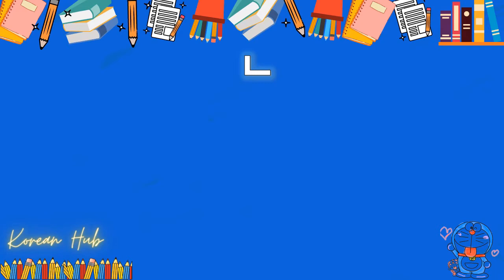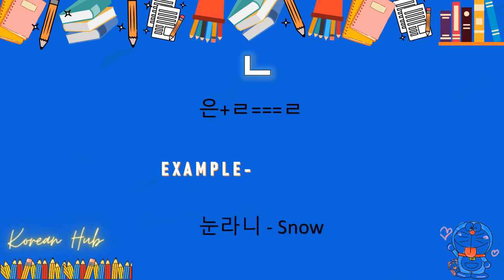The next consonant with which we will perform consonant assimilation is Niyun consonant. When Niyun consonant from the last place of the first character combines with Leo consonant from the first place of the next character, then the combination produces lu sound. For example, 논란이.